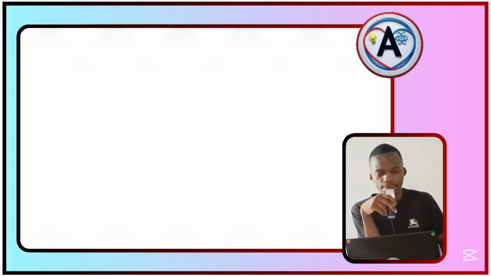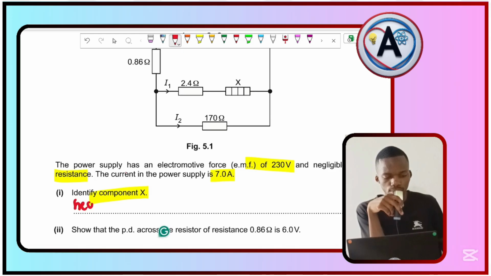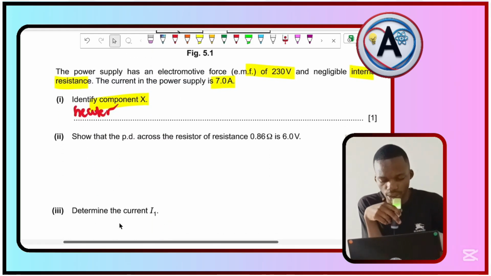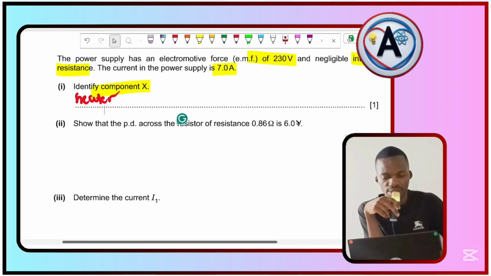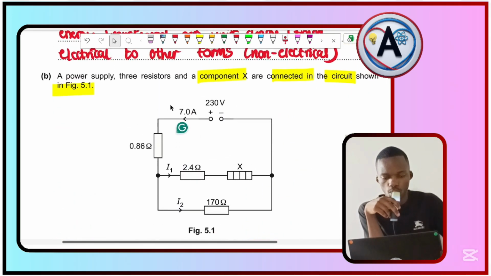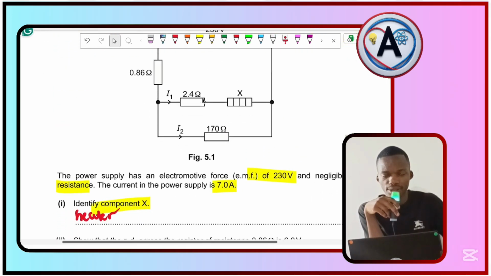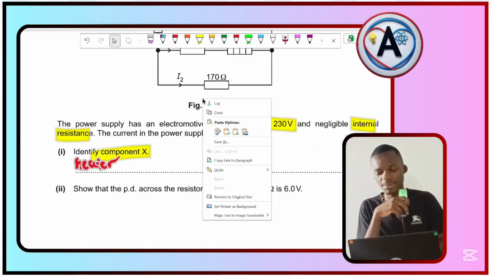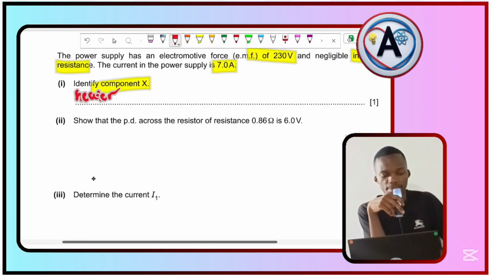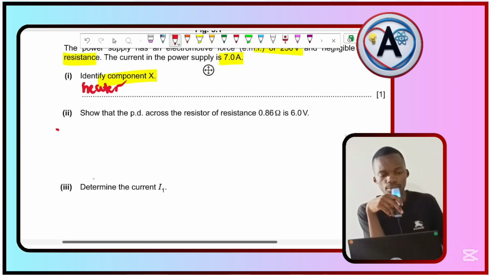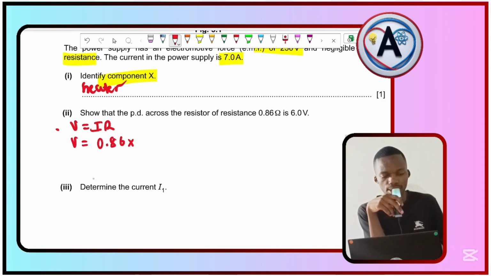So component X is basically a heater. That is essentially what component X is. Okay. So the PD across the resistor of resistance 7 ohms is 6 volts. So this is my resistor and I have my current. I basically know a simple formula that should be able to tie those two things together. That is V is equal to IR. So V will just be equal to 0.86 multiplied by 7. That's going to give me 6.02. In other words, that's the same as 6.0 volts.